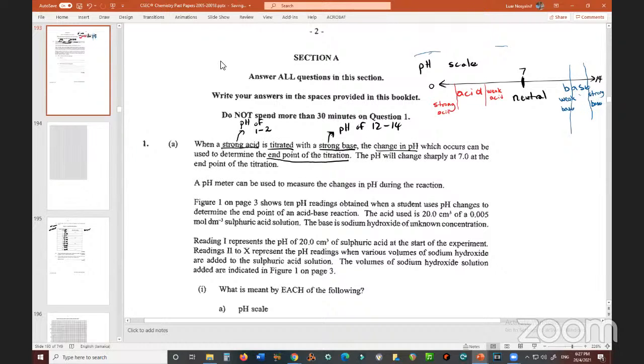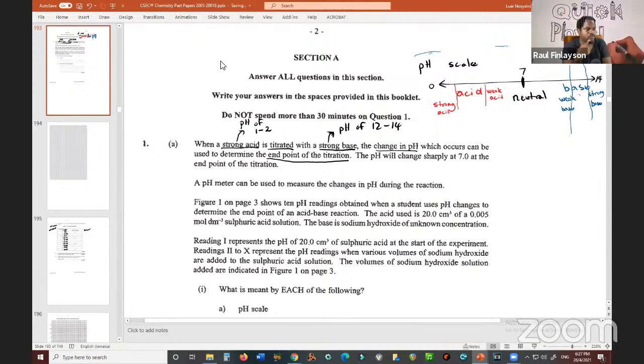So the weak base would range from 7.1 to 9. Yeah, about that. Yeah. Okay.